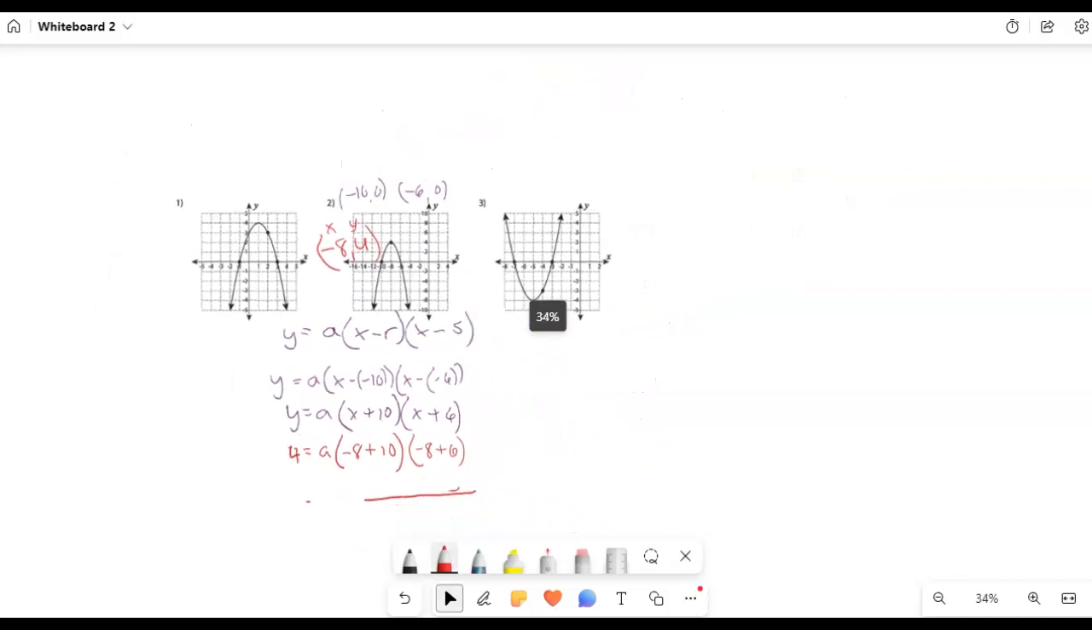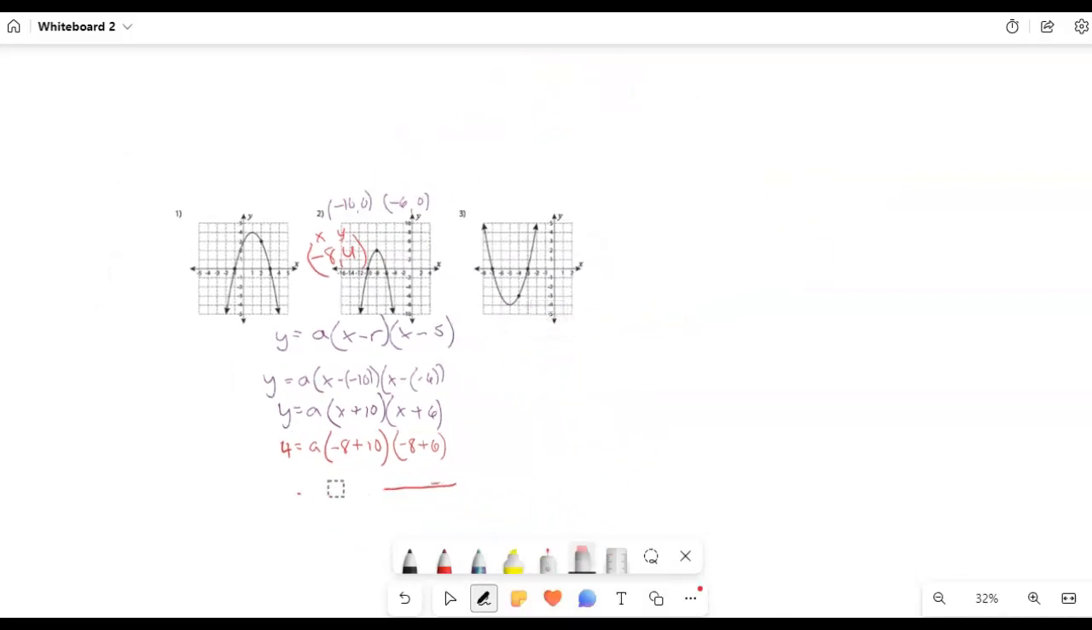All right, well, let's give myself some more room here and go ahead and write this. 4 equals a times 2 times negative 2. So 4 equals a times negative 4. Divide both sides by negative 4, and you get again that a equals negative 1. Again, that makes sense because we have a downward open-facing curve. So now I'm going to go back up and replace a with negative 1.